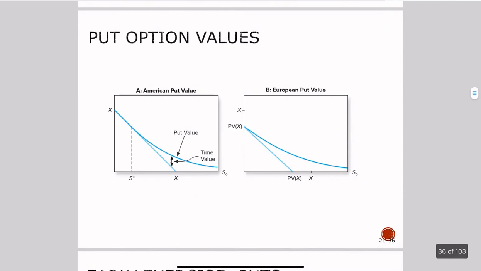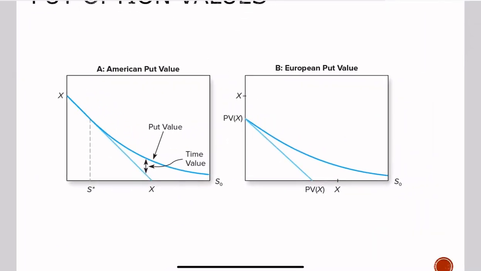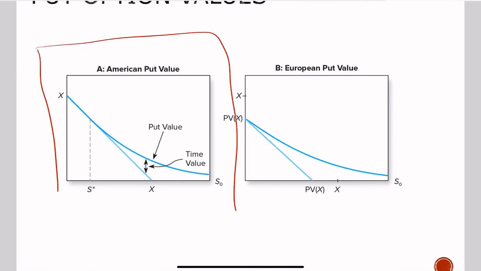And you can see that we have a picture here which tells you that, so we're focusing on this picture on the left hand side. So we're looking at this American put value. American put value is given by this curve. And this distance is given by this time value. And this straight line gives you the intrinsic value.